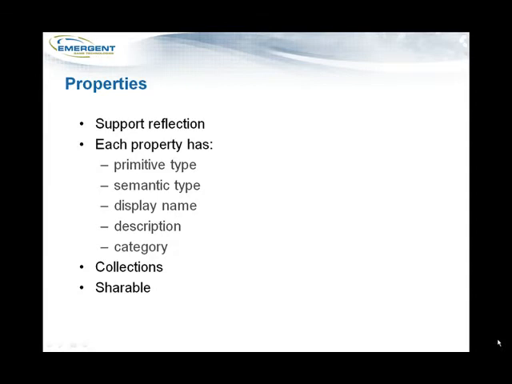Every property has a primitive type. Is this a float, an int, an array of floats, a string? A semantic type: what does this array of floats mean? Is it a position, or is it a normal, or is it a color? A display name, some human readable text. A description, which is also longer human readable text that a tool can display as a tooltip, etc. So every tool can automatically query an entity or a component and figure out how to build in code an editor for that entity or component, without you having to write any specific code for that particular object.